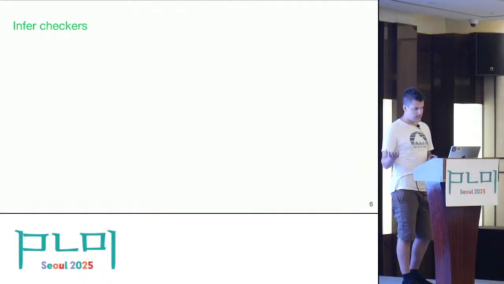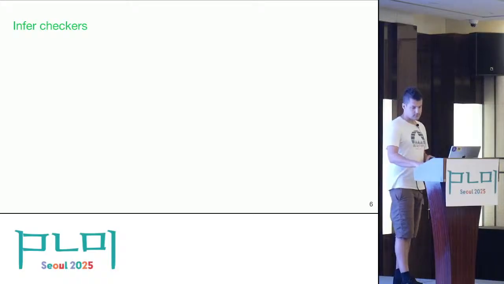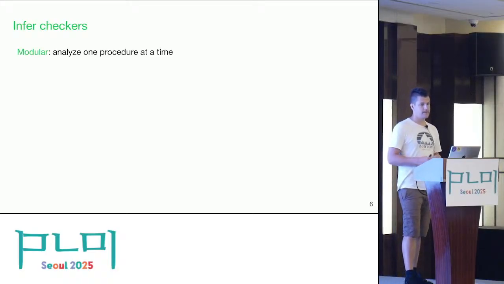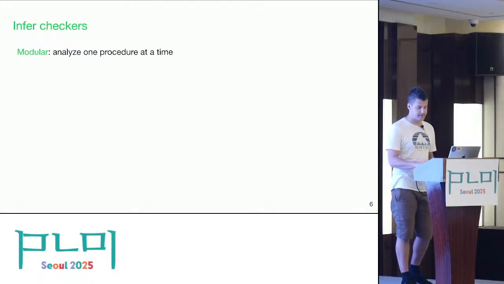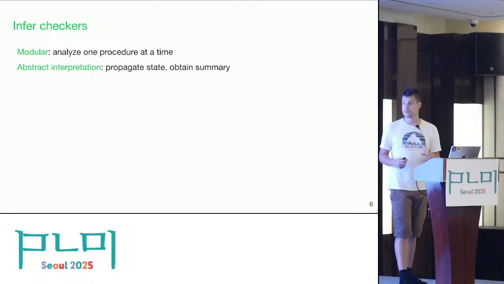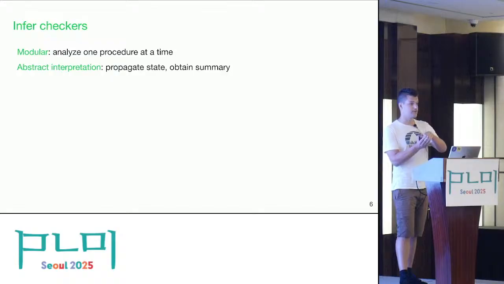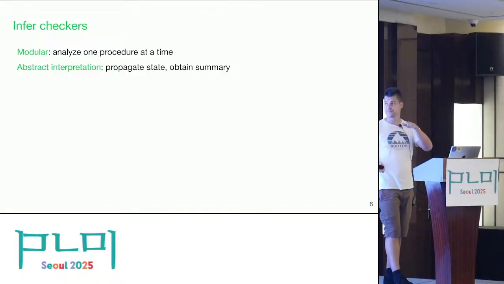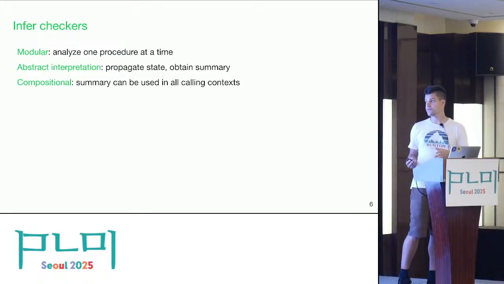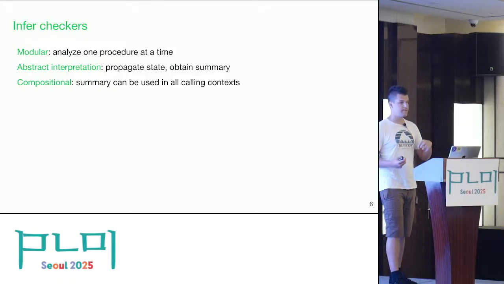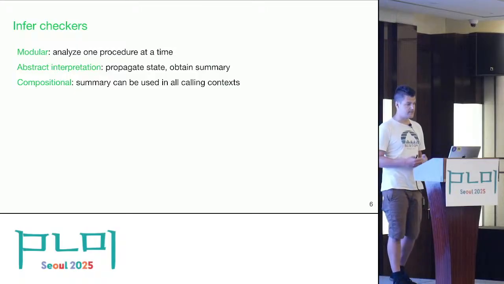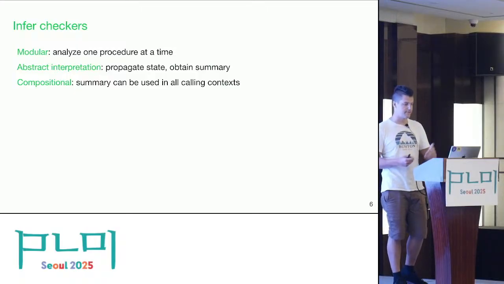And how do Infer checkers work? Well, Infer checkers are modular. They analyze one procedure at a time independently. They mostly use abstract interpretation, so they propagate some abstract state in an abstract domain through the function or procedure in order to obtain a summary. And it's compositional, which means that this summary that we obtained can be used in different calling contexts. So if there's a function which is being called in different contexts, we don't need to analyze it multiple times. We can substitute this summary in every calling context.